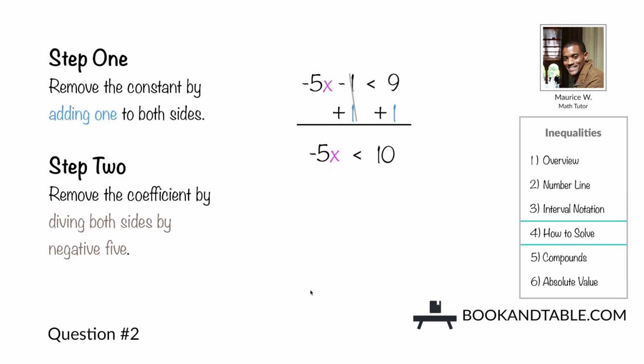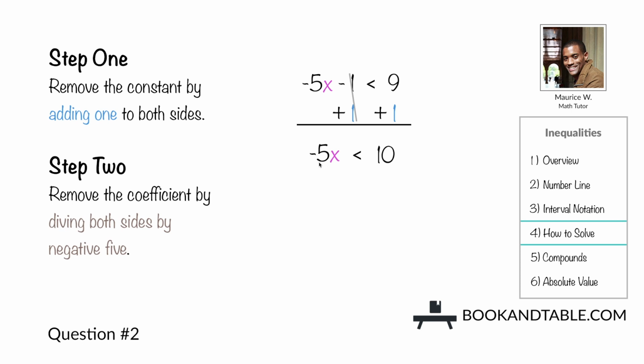Let's take a look at question number 2. Negative 5x minus 1 is less than 9. Step 1, remove the constant by adding 1 to both sides. That leaves you with negative 5x on the left side. 9 plus 1 leaves you with 10 on the right side.